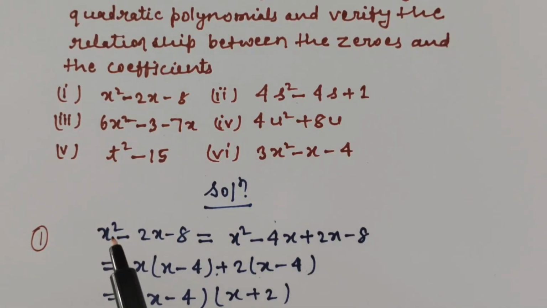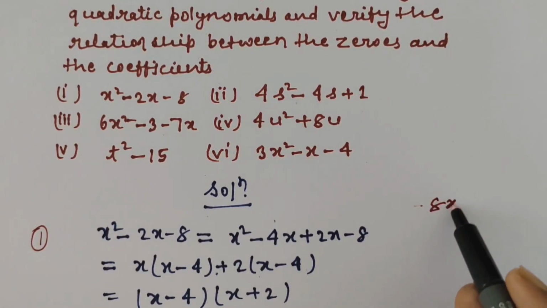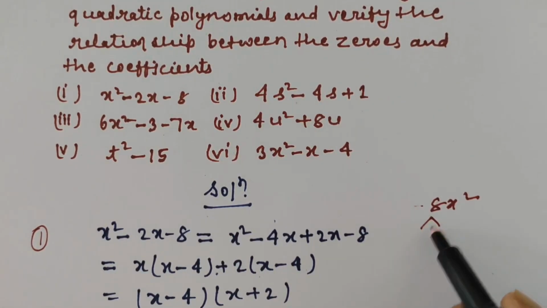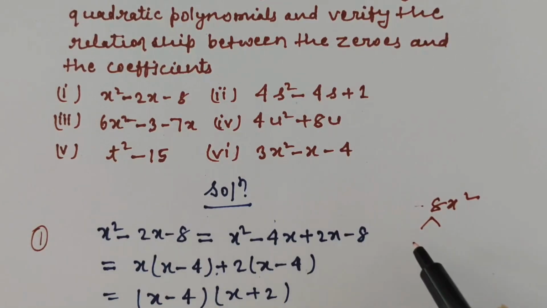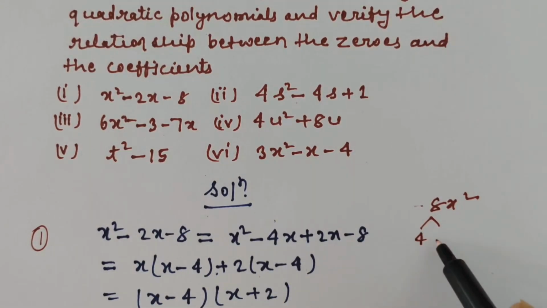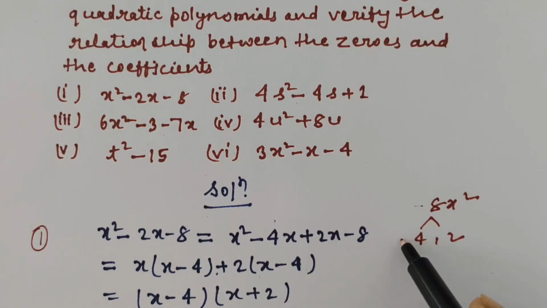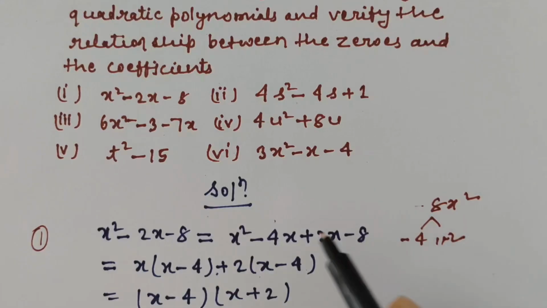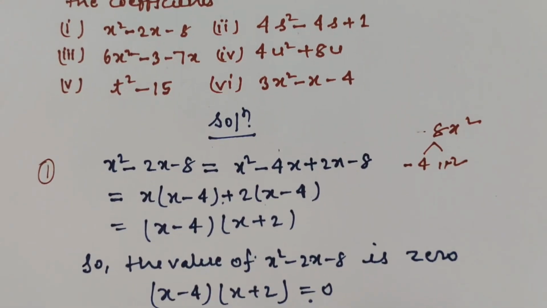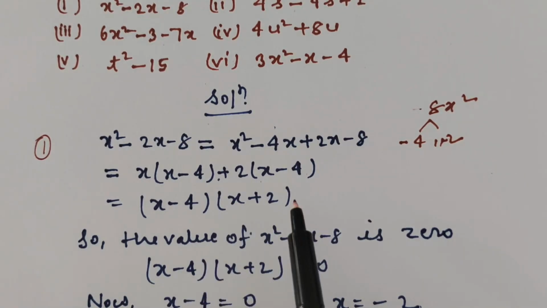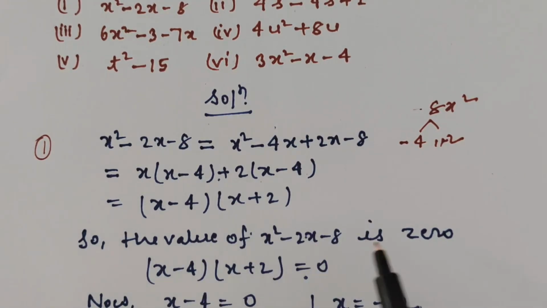In the first question, to get the zeros, first multiply the first and last terms. It comes to minus 8, so you can write minus 8x square. Get the possible factors that give the middle term minus 2x: these will be 4 and 2, so take minus 4 and plus 2, which gives minus 2. According to these factors, take the common x and finally write x minus 4 into x plus 2, which is the value of the polynomial equal to 0.